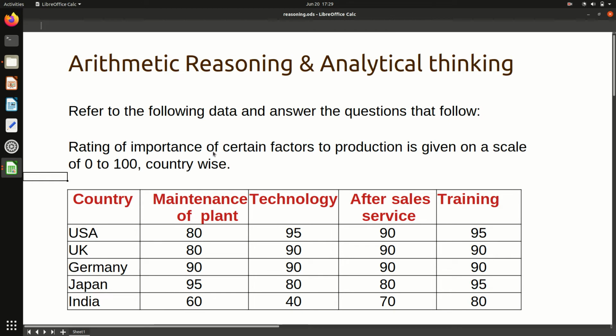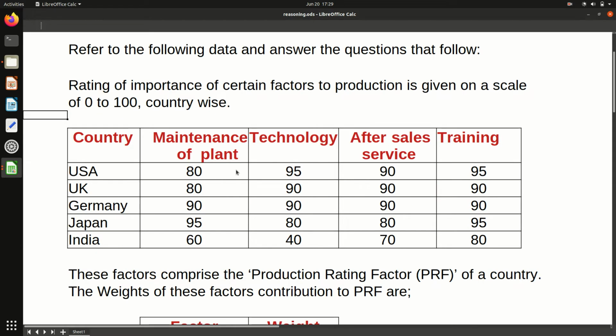So this is the question. Refer to the following data and answer the questions that follow. A rating of importance of certain factors to production is given on a scale of 0 to 100, country wise. After seeing the data, you might think that it is a bit puzzling, but it is very simple. I will make you understand.